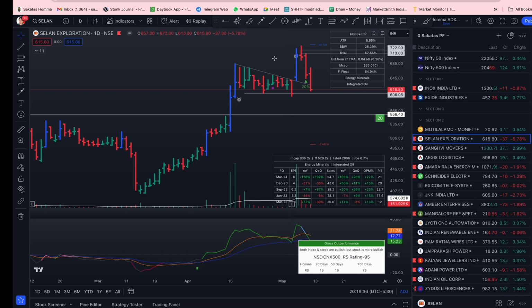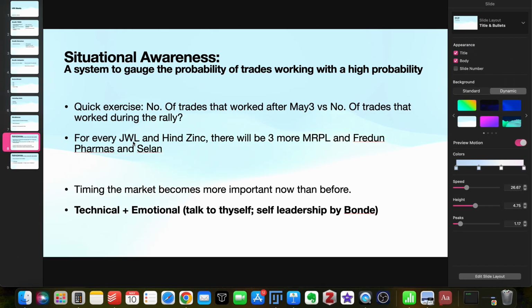For every JWL and Hindustan Zinc, there will be 3 more MRPLs or Fredun Pharmas, right? So I just want everyone to be very cognizant of this fact, right? It's about peak probability.